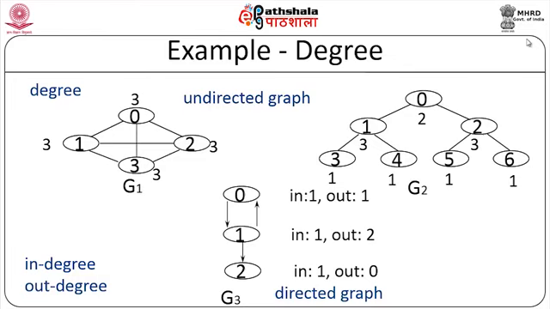Okay. Now, let us take the directed graph G3. In that directed graph, for 0 you have in degree 1, out degree 1. For 1 you have in degree 1 and out degree 2, and for 2 you have in degree 1 and out degree 0. So, these terms, in degree and out degree, are associated only with directed graphs.